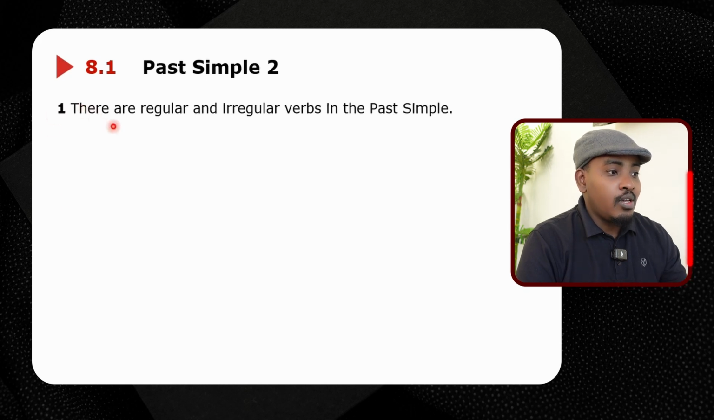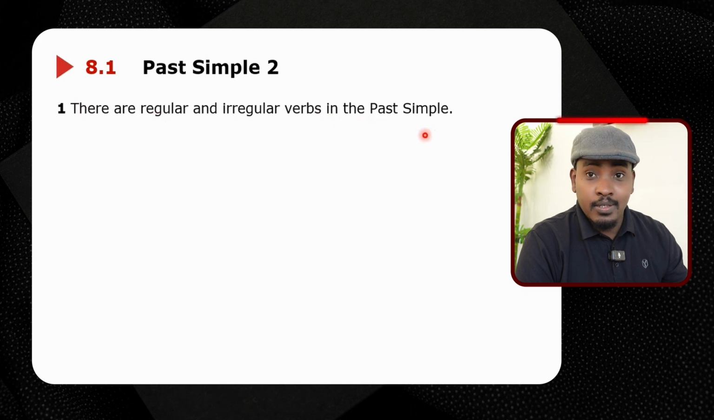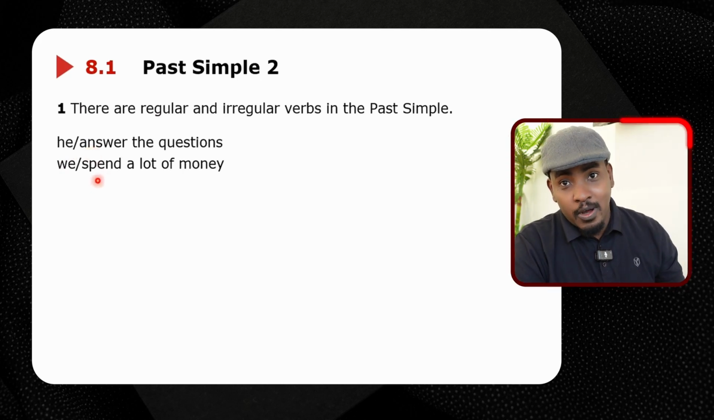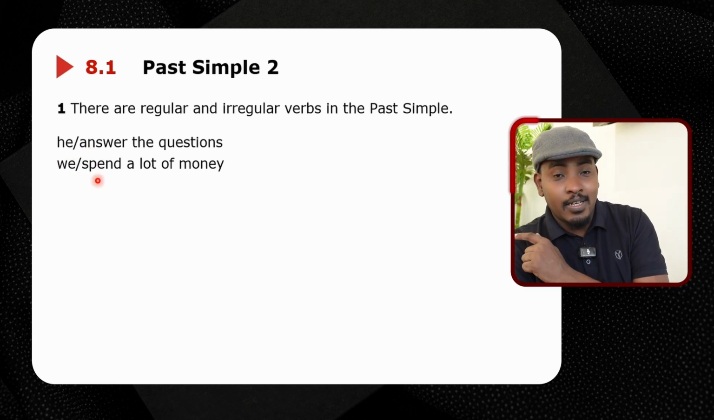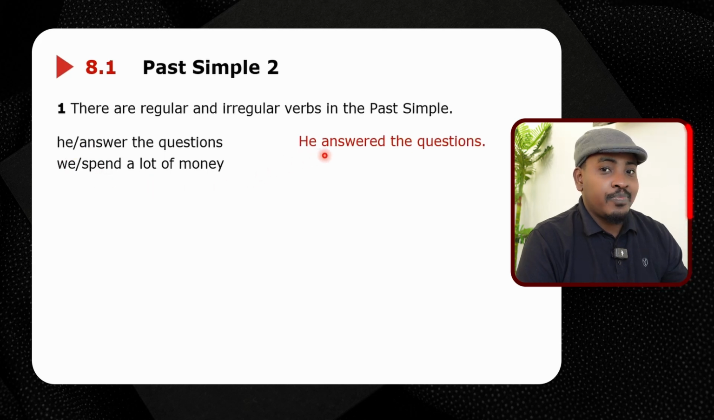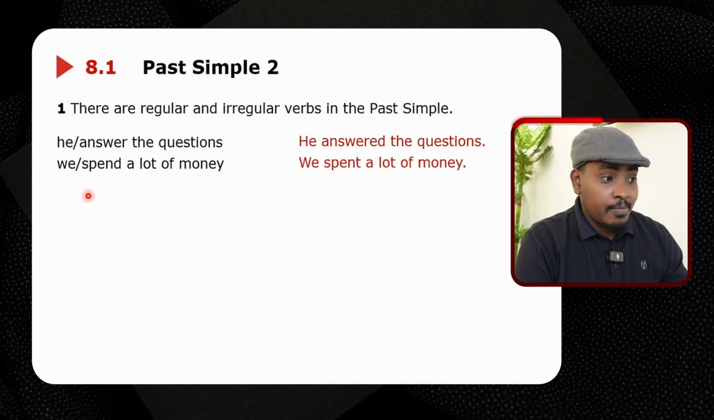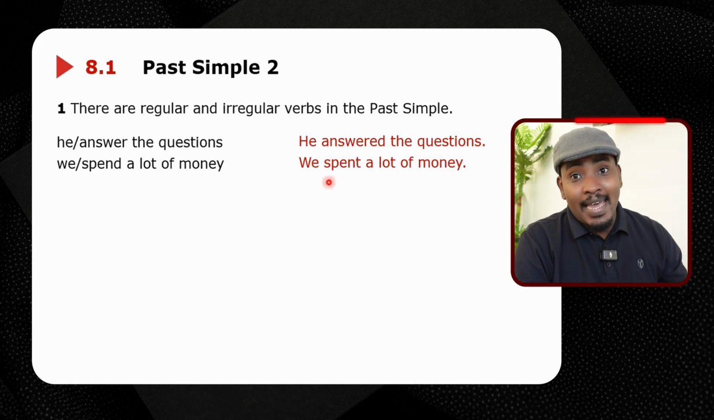Okay, so there are, as we said, regular and irregular verbs in the past simple. For example, answer is regular, right? Spent, irregular. Why? Spent, spent. We don't put ed, right? Okay, now he answered the questions. However, here we say we spent a lot of money. Okay, also we ate pizza, irregular.